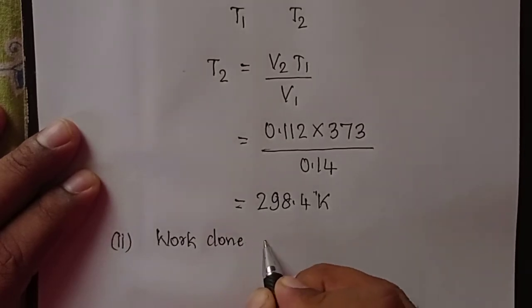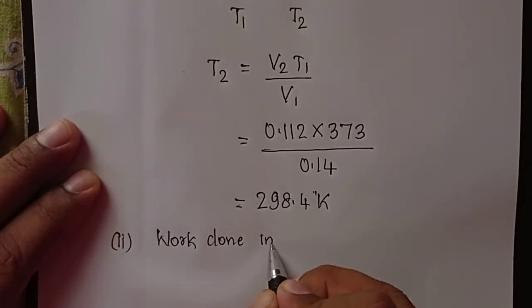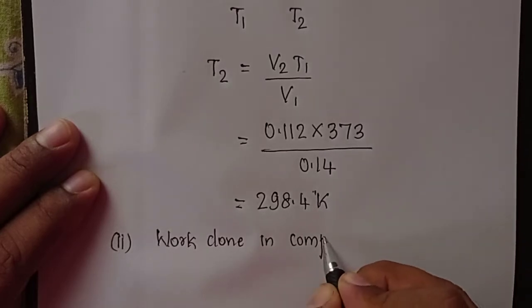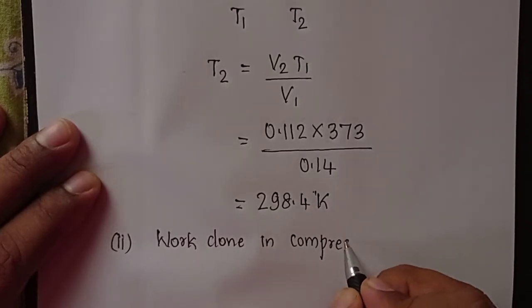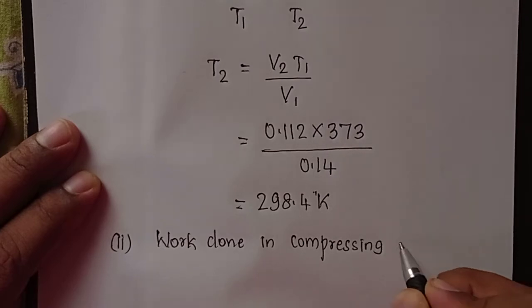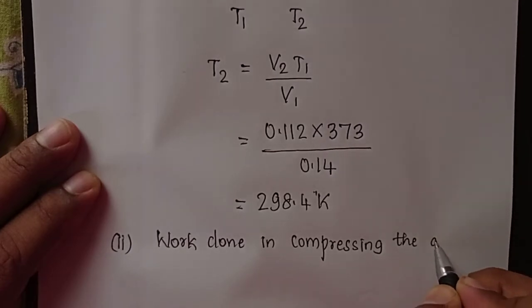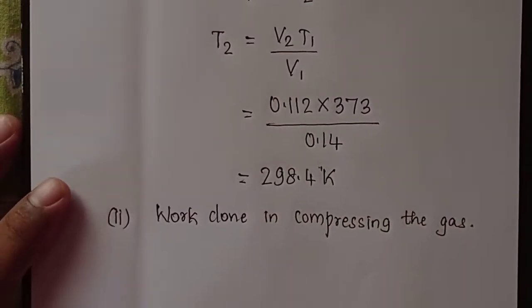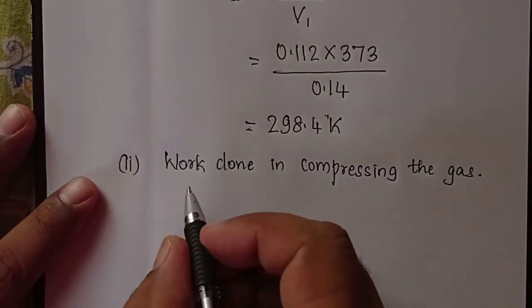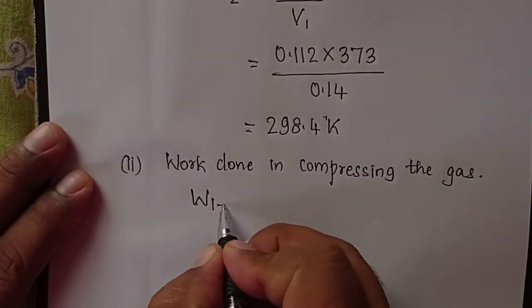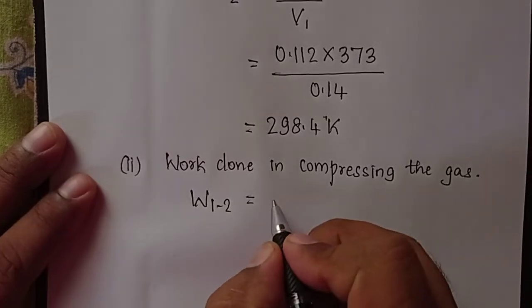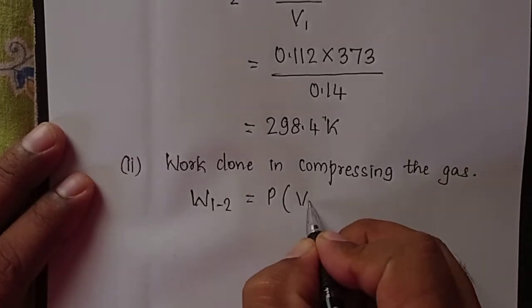Second one, what he has asked, work done in compression, that is compressing the gas. Work done in compressing the gas. So what is that work done in compressing the gas? W12 will be equal to P into V1 minus V2.